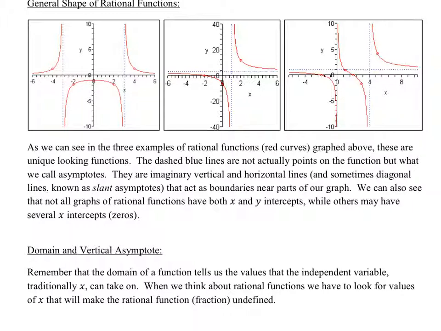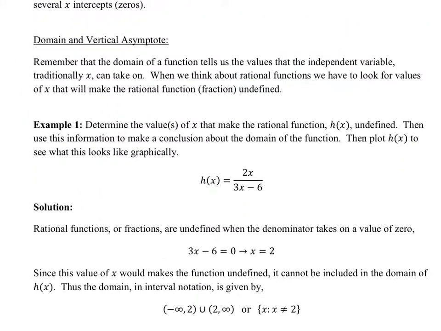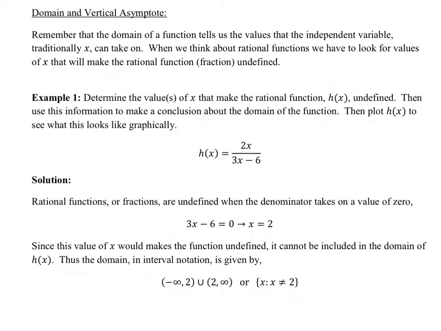Now, let's continue with that. The first thing we're going to look at is a vertical asymptote. Mike, why don't you read for us? First paragraph, please.